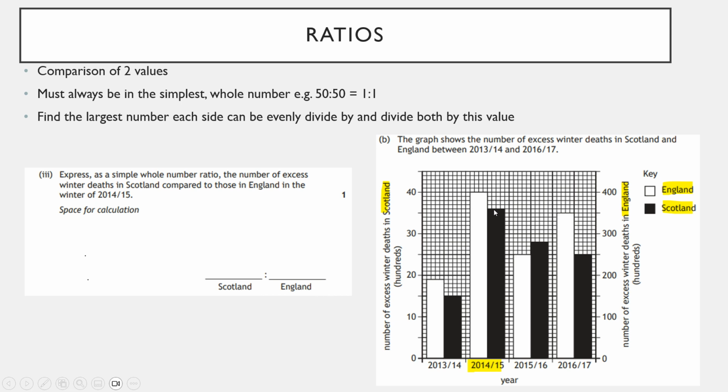So for Scotland, we read it off the graph as 36. Remember, for England, you're reading from the right hand side, it's the white box, which is sitting at 400. So that's your initial ratio that you then need to simplify down. Both those numbers will divide evenly by 4 to give you a ratio of 9 to 100. Again, you could have divided by 2 and just done the calculation twice.